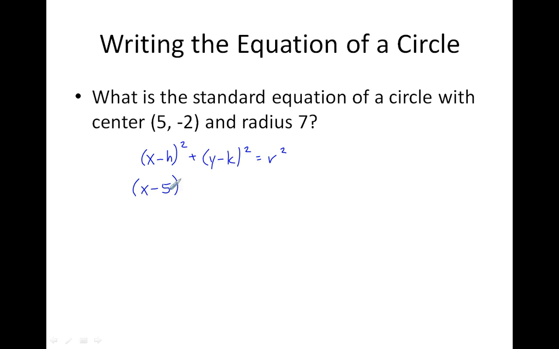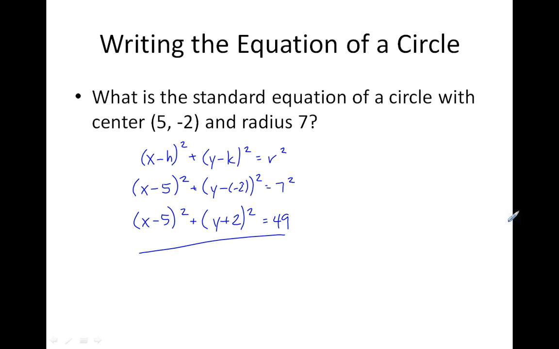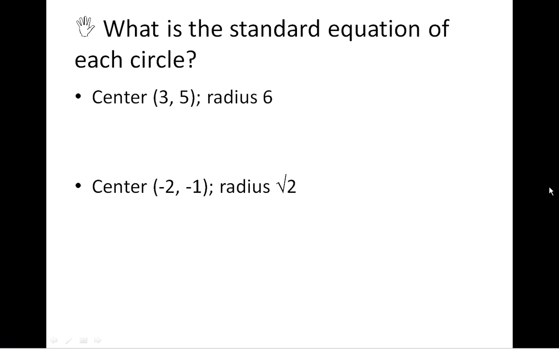So x minus 5 quantity squared plus y minus -2 quantity squared equals 7 squared, and then we just have to simplify where necessary. So x minus 5 squared plus, now when we subtract a negative, that becomes positive, so y plus 2 squared equals 49. There's the equation of the circle. Let's look at two different examples. Now we want center at (3, 5) and a radius of 6.